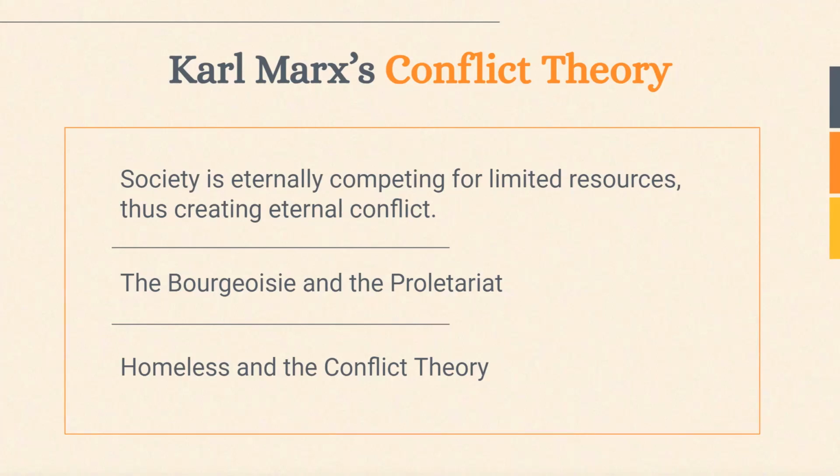The bourgeoisie are the wealthy and own property, while the proletariats are the poor and sell their labor. There is a strict line between the 2 classes. The wealthy alienate the poor and create social institutions where the poor do not succeed.